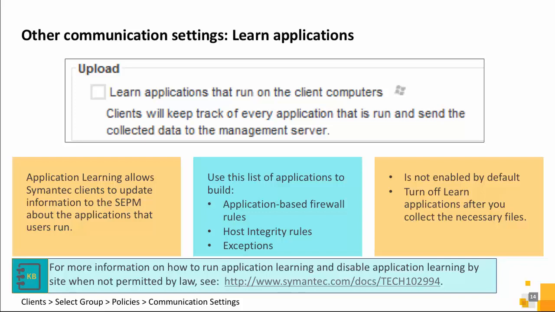To approximate the amount of space taken by application learning, multiply the number of unique executables in your environment by the number of SEP clients with application learning enabled. This number gives you an idea of how many entries to expect. This number can range between the hundreds of thousands in small environments to the hundreds of millions in large environments. After you collect the files you need, ensure that you turn off Learn Applications.